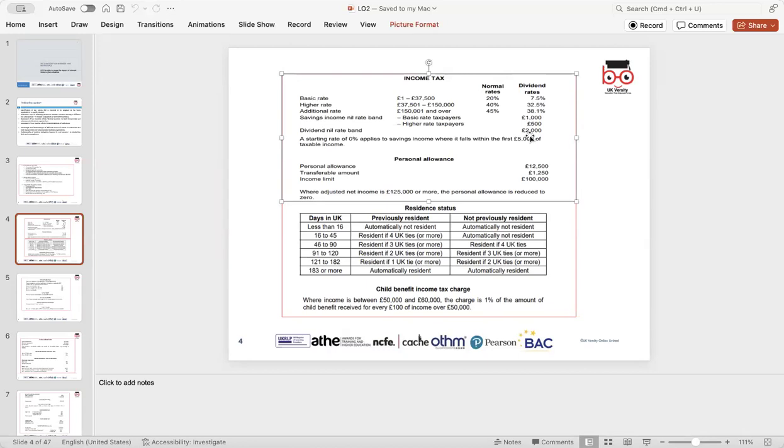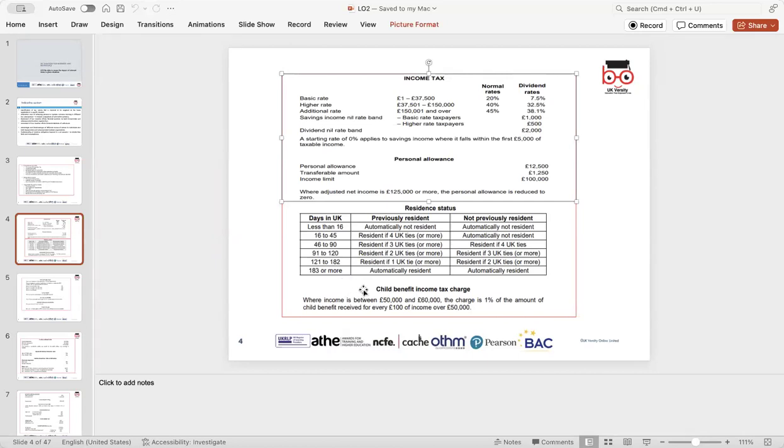Your residence status also plays a role in how much income tax you pay. If you spend fewer than 16 days in the UK, you are automatically not considered a resident. But if you spend 180 days or more in the UK, you are automatically considered a resident.